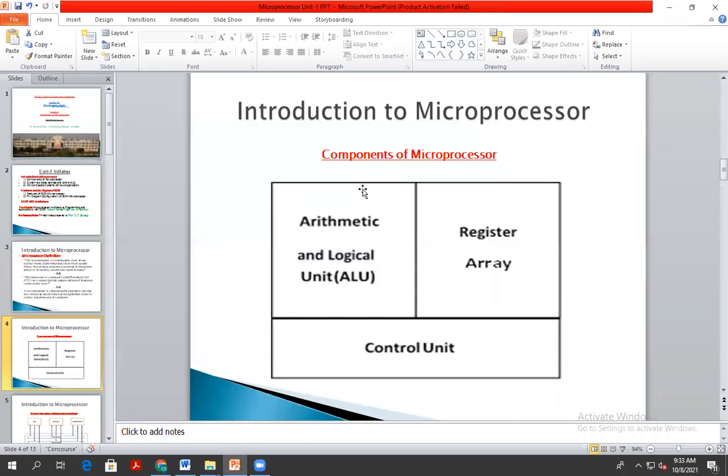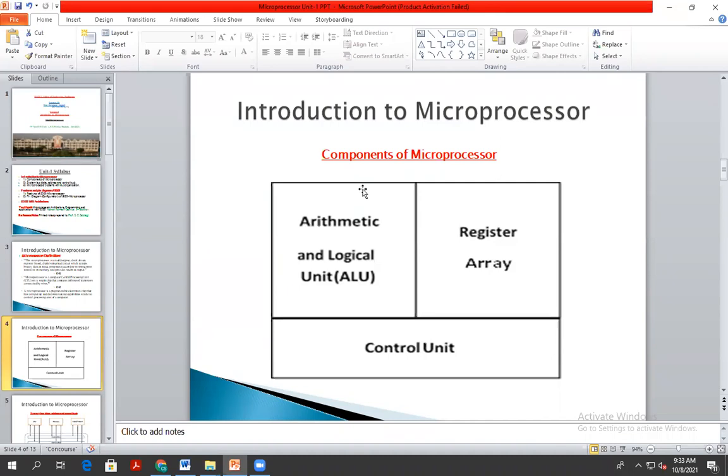We need the CPU, which contains the arithmetic and logical unit. Whatever logical tasks are performed and handled as per the instructions, that is one of the components, the arithmetic and logical unit. Arithmetic and logical operations are performed in that particular processor. That is one of the components of the microprocessor.